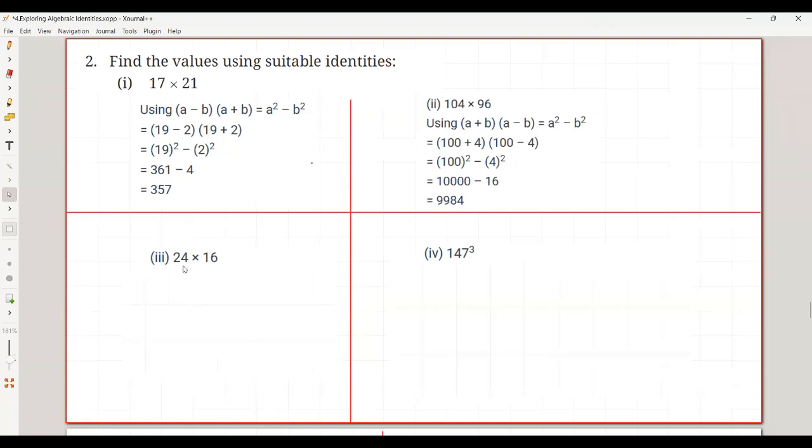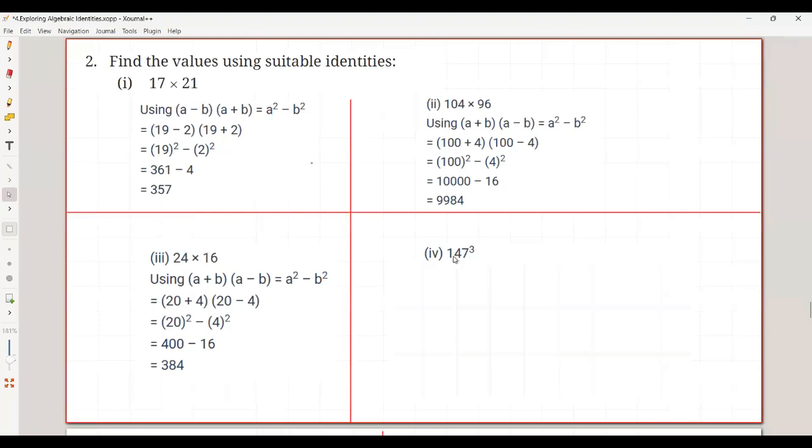Right? So the same as third question, 24 into 16, 20 plus 4, 20 minus 4. A plus B, A minus B. The formula is A square minus B square. Okay, A value is 20, B value is 4. 20 square minus 4 square. 20 square is 400 minus 4 square is 16. 400 minus 16 is 384. That is the answer.